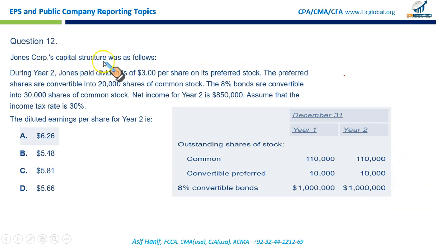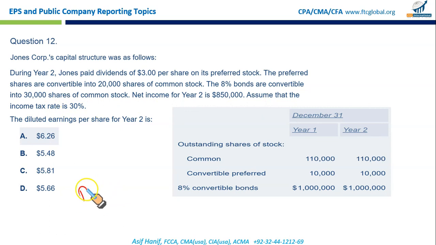Jones Corporation capital structure was as follows. During year 2, Jones paid dividends of $3 per share on its preferred stock. The preferred shares are convertible into 20,000 shares of common stock. The 8% bonds are convertible into 30,000 shares of common stock. Net income for year 2 is $850,000. Assume that income tax rate is 30%. What is the diluted earning per share?